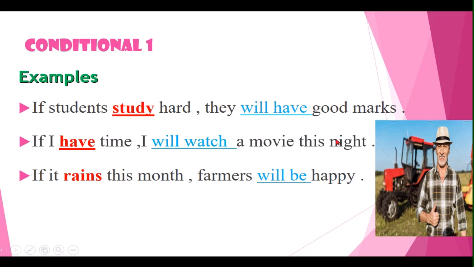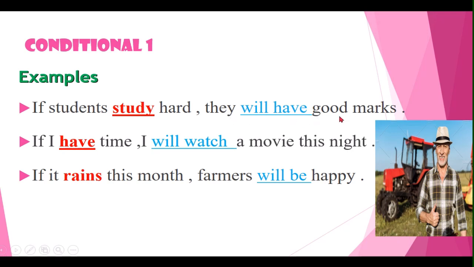If students study hard, they will have good marks. Can you find the verbs here? Good, we have two verbs: the verb study and the verb have. It is conjugated here in future simple, will plus the verb in infinitive. Now can you find the if clause? Great. The if clause starts with if: if students study hard. It means the condition. Now the result, or the main clause: they will have good marks.